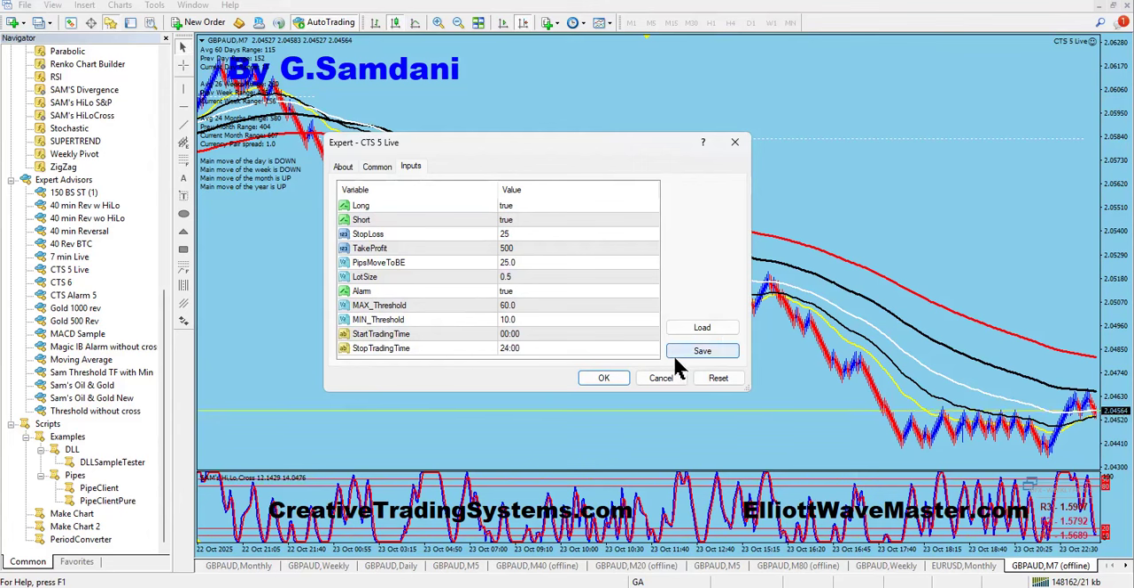So forget about the short, only long. So I will make this short false. Now, any long or short entry, even if it shows up, my EA is not going to open the trade, right? Only long, right? Now, do we have a long entry right now?